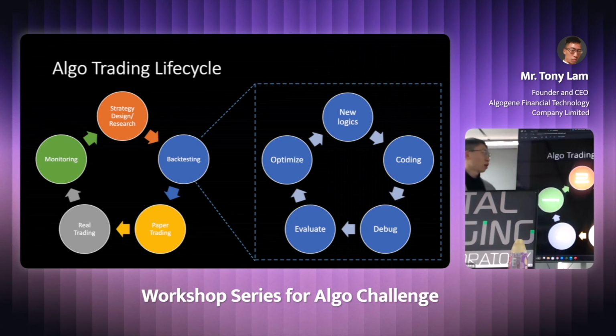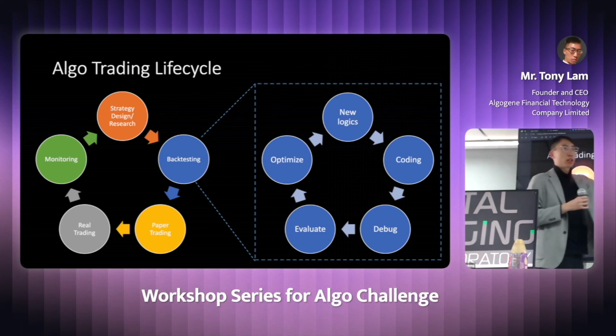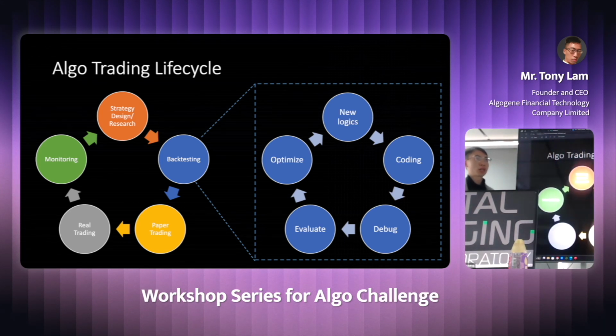First of all, we need to formulate our logic. Let's say we have some kind of technical indicator, like a relative strength index, that we learned from somewhere else, and we want to see whether this indicator works in our market. So we need to formulate our trading process and write the programming code, and then we need to do the debugging. Most of the time, when we write a program, we will need to do debugging.